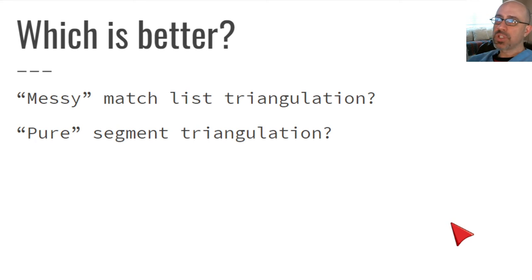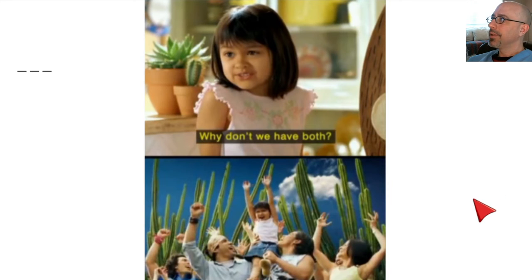People will debate which is better. Is match list triangulation better? Is segment triangulation better? They both have a role if you're really serious about using your DNA and getting as much out of it as possible. So I would say let's use both. It's not an either-or situation.